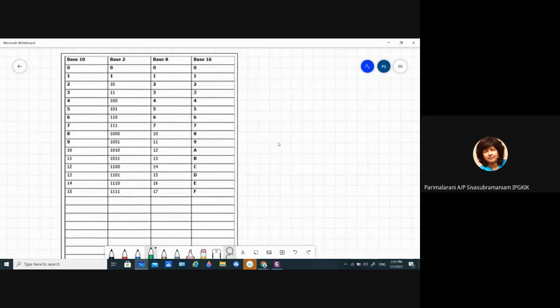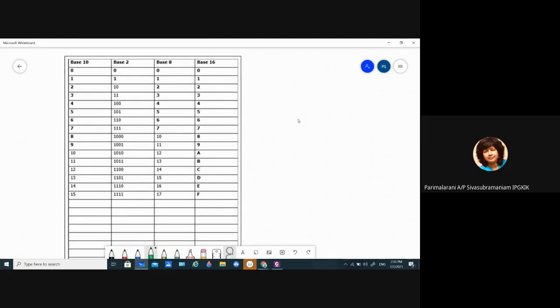Okay, let's look at this table first. This is a base 10 table. This is our normal decimal system, so we already know this. So 0, 1 until 10. After 10 is 11, 12 until 20, then 30 onwards. For base 2, there's only two digits, 0 and 1. So all base 2 numbers only consist of two digits. So after 0 is 1, after 1 is 10, and then it's 11.